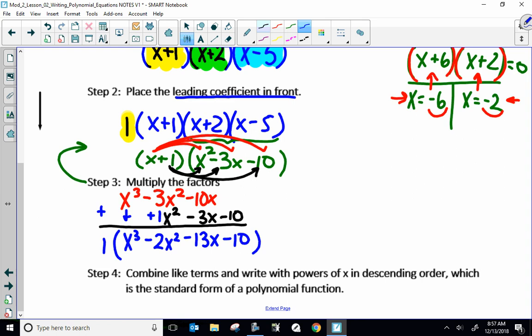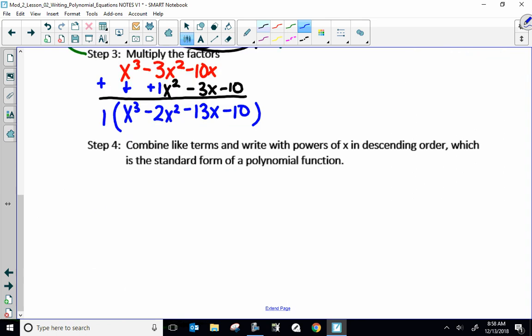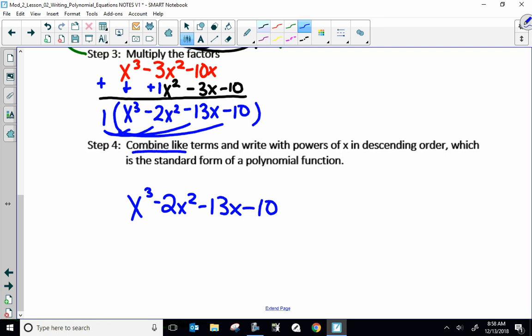And if we know anything about anything, we know that when we multiply 1 times any value, it will be itself. So when I multiply my 1 times all these things, it will still be x cubed minus 2x squared minus 13x minus 10. And that's already in standard form. We've already combined like terms. It says combine like terms. We did that here. We combined these two and got this. We combined these two and we got this. It's written in standard form.